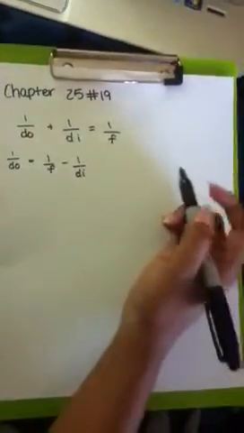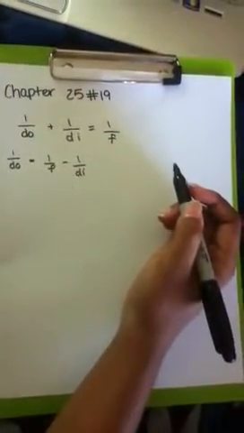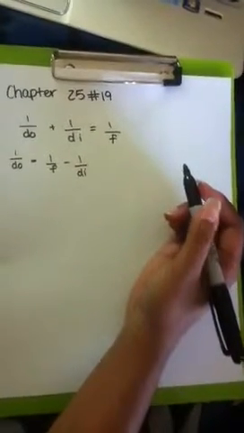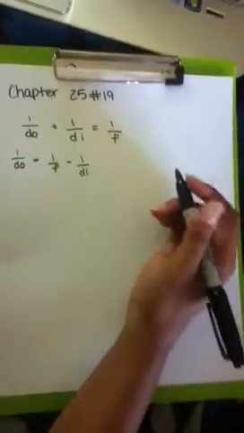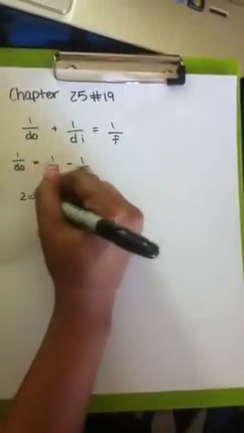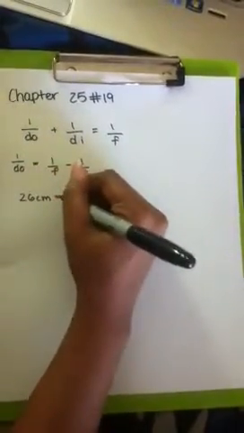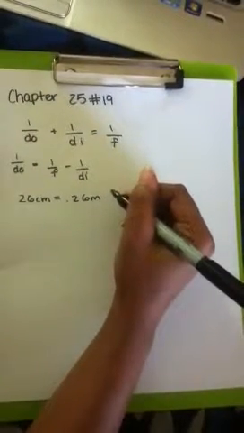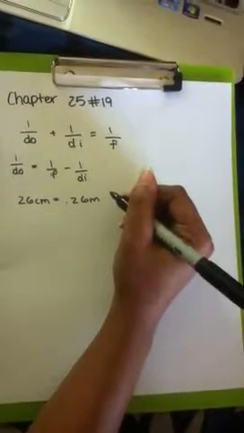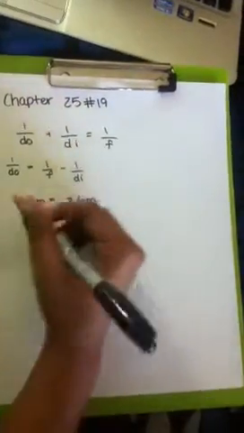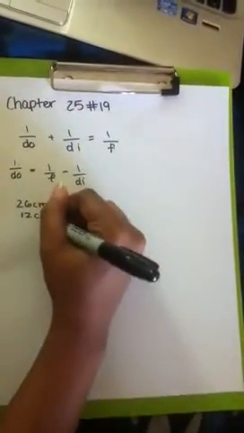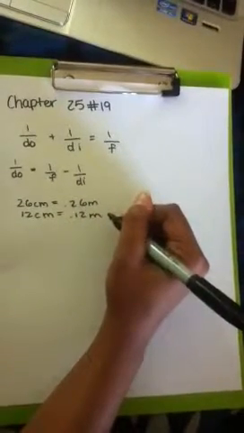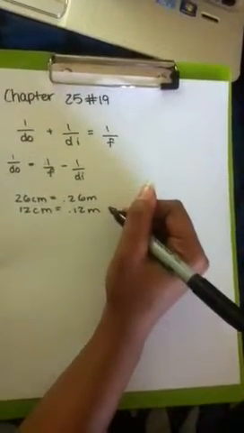And before I start plugging in values, I noticed that the values were in centimeters and not in meters, and I just always feel like it's a good idea to convert these values. So I know 26 centimeters is equal to 0.26 meters, and that was the distance of the image, and 12 centimeters is also equal to 0.12 meters, and that is the distance of the focal length.